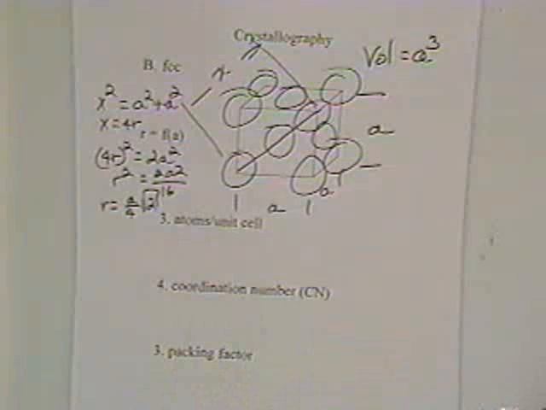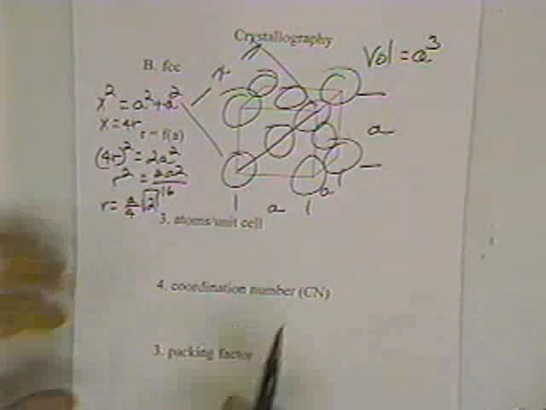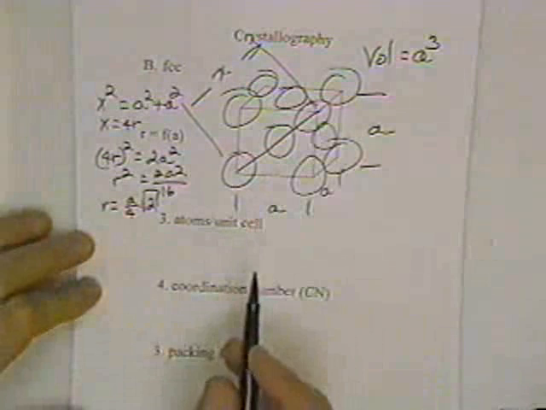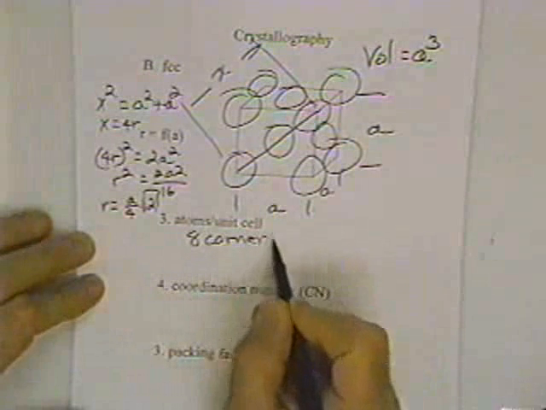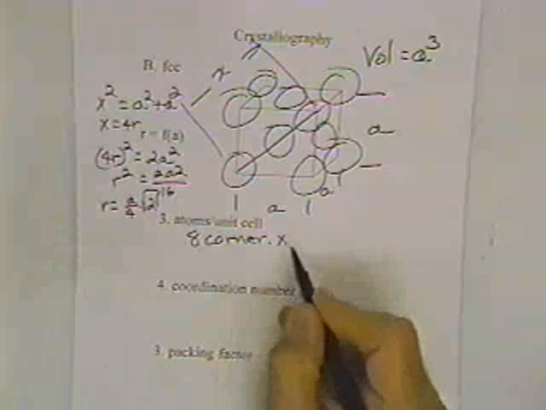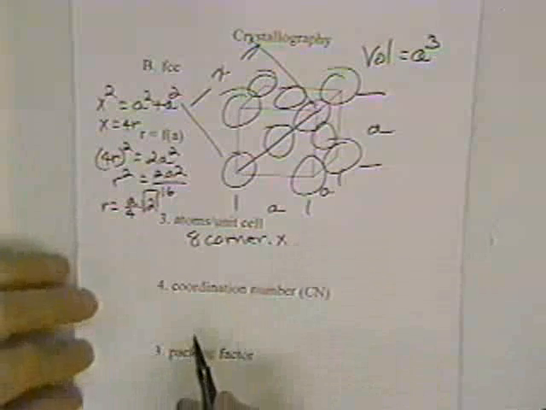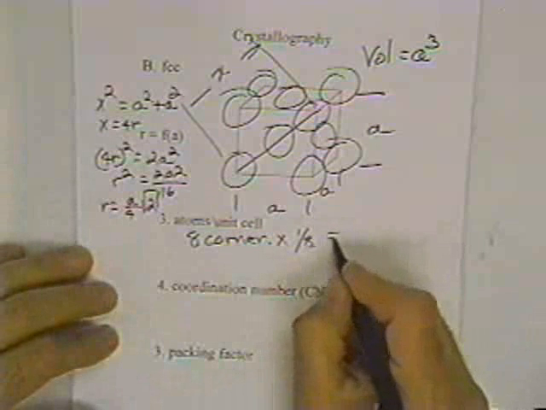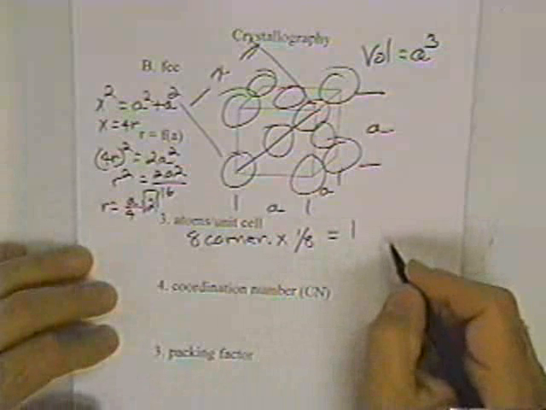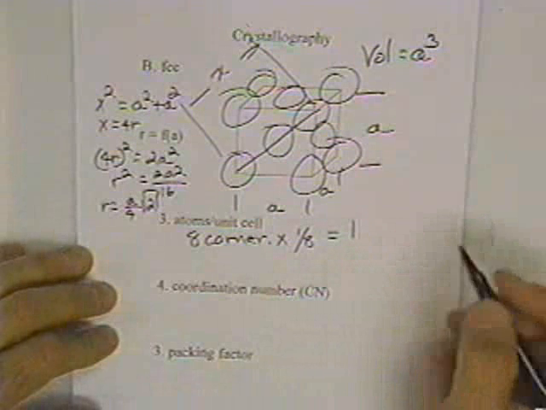Now, how many atoms per unit cell? This is a fun activity. Students go from 7 to 17 on this one. Let's try the corner atoms. We can do those first. There are 8 corner atoms. And remember, from the body-centered cubic, how many are located within each unit cell? That would be 1/8, so we would have 1 atom associated with the 8 corner atoms.